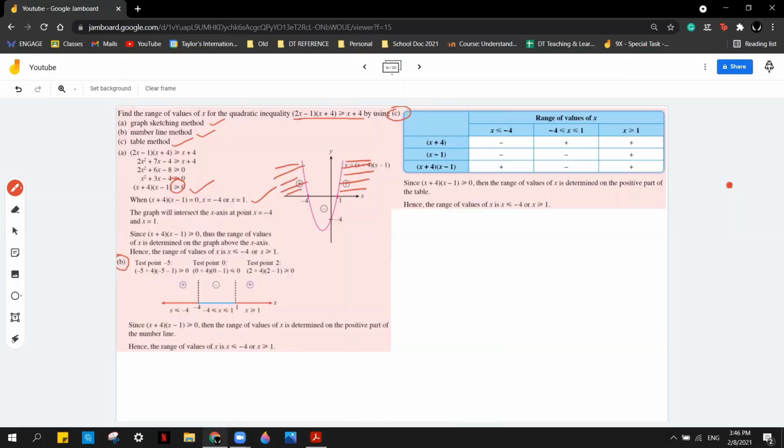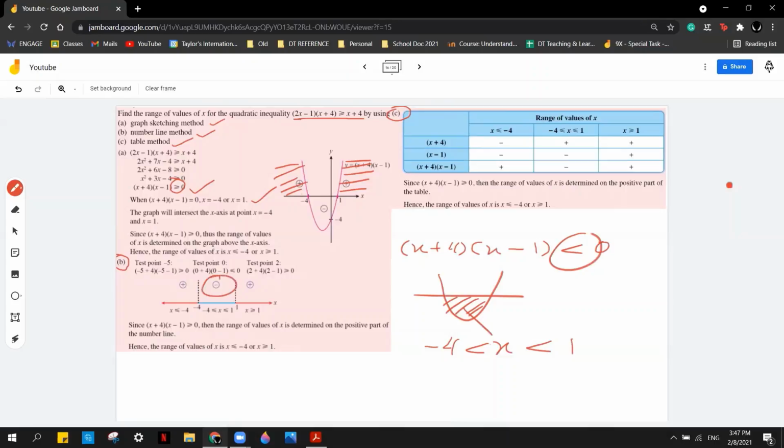If they want less than, let's just see the equation here: x plus 4 and x minus 1 is less than 0. How do you express the answer? The sketching method here will take only the lower region, so the function will show as x is less than 1 and more than -4. It's as simple as that. The same goes for the others also. You take the negative region where all the values are and solve it.